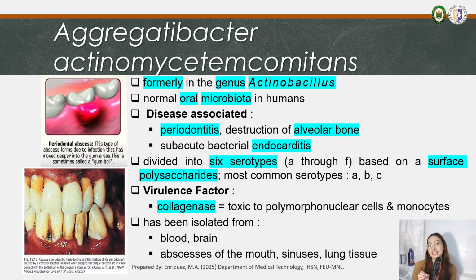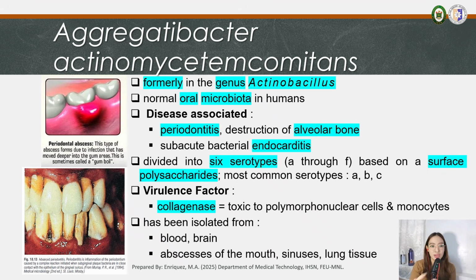Next is Aggregatibacter actinomycetemcomitans. Aggregatibacter actinomycetemcomitans was formerly in the genus Actinobacillus, so na-reclassify din po siya. This one is also a normal flora of the oral cavity of humans, and the disease associated is periodontitis, which would eventually lead to the destruction of the alveolar bone. So yung alveolar bone po, it's basically the socket where our teeth would fit inside.